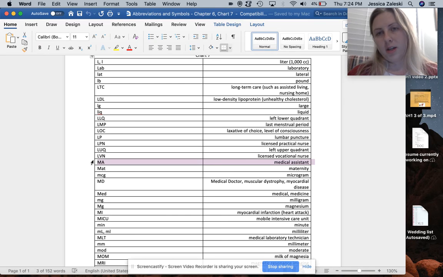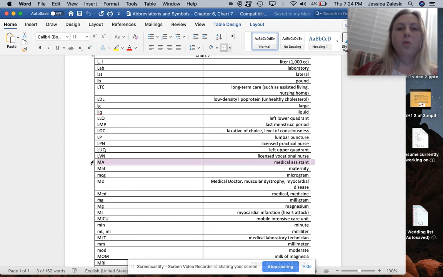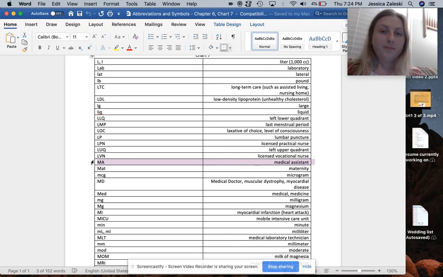You can specialize in more of the health informatics side of things or patient care. Or you can even do lab work, right? You can do a lot of things with the medical assistant certificate, and they're in high demand.